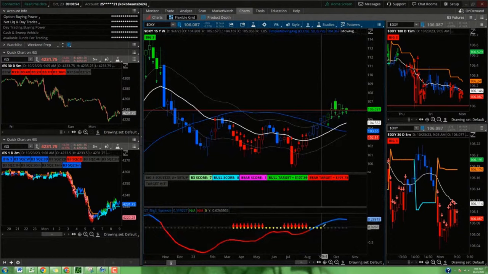The squeeze fired long 1, 2, 3, 4, 5, 6, 7 weeks ago. A good weekly squeeze will take you 7, 8, maybe 10 weeks. So probabilities-wise, we're closer to the end of this push than we are to the beginning. So take that into consideration. The weekly squeeze might be over.